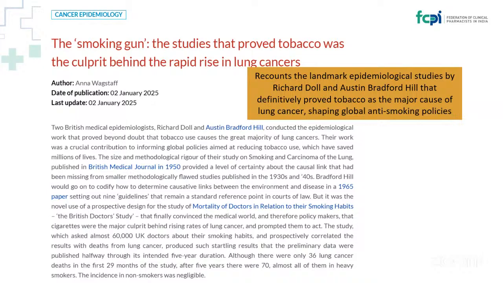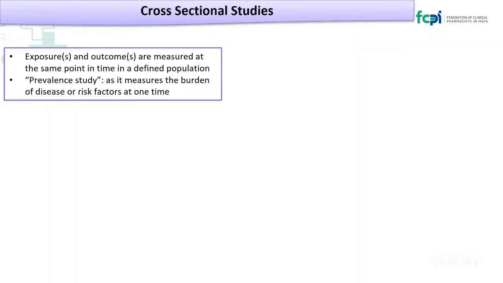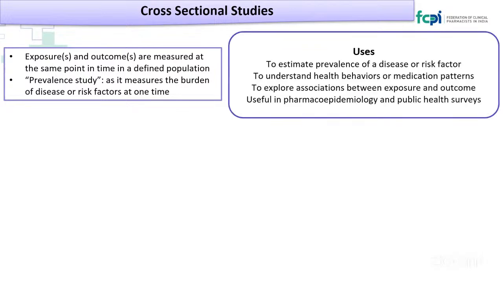Now the fourth and last type of descriptive observational study is the cross-sectional study, which studies the exposure and outcome at the same point of time. We will collect data from a group of people on the exposure and outcome, both at the same point of time. It measures the burden of the disease or risk factor at only one single point of time. So that's why it is called a prevalence study. The use of the cross-sectional study is to estimate the prevalence of a disease or risk factor.